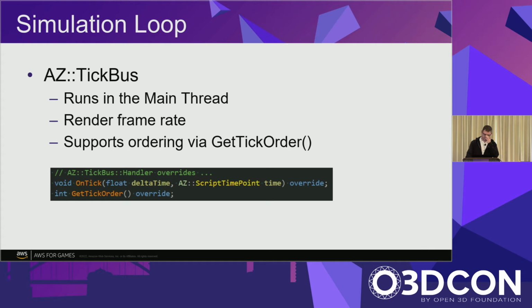Yeah, so next, let's look at this simulation. For the simulation, we'll be using AZ TIG bus. The TIG bus requires us to implement one virtual function called onTIG. A couple of important things about it is that it runs in the main thread. So you get this onTIG call in the main thread.